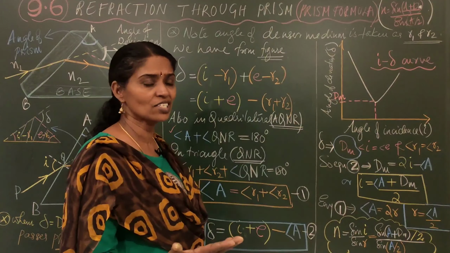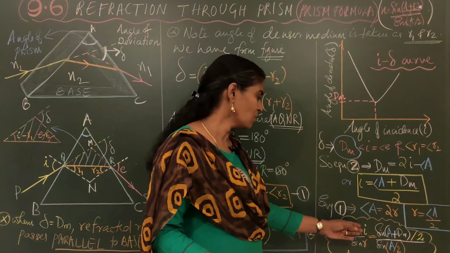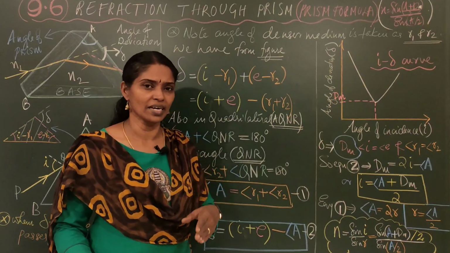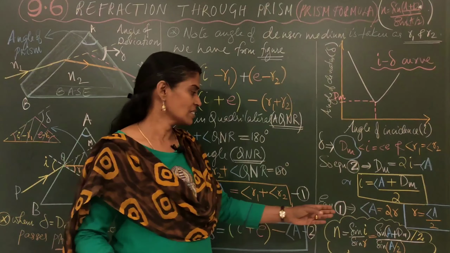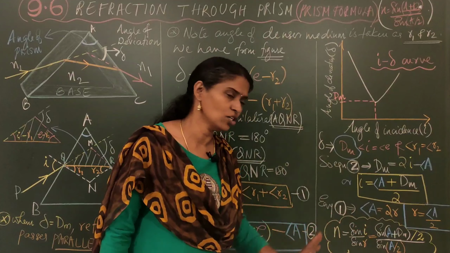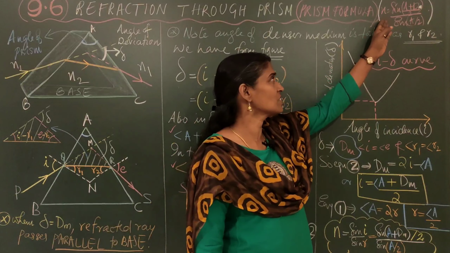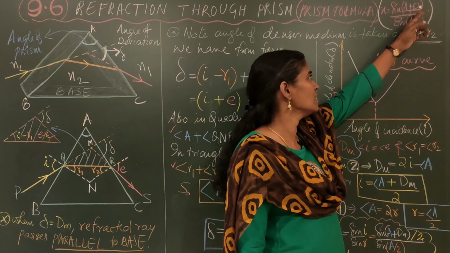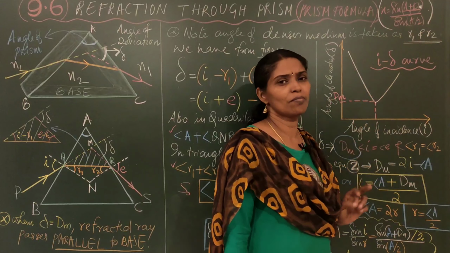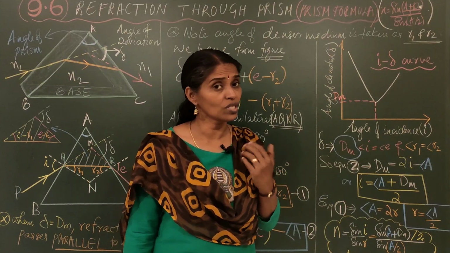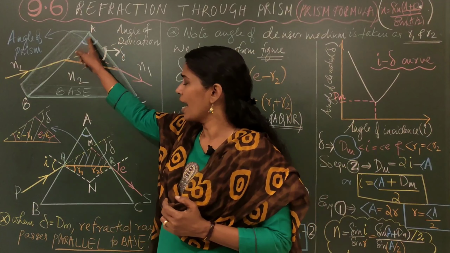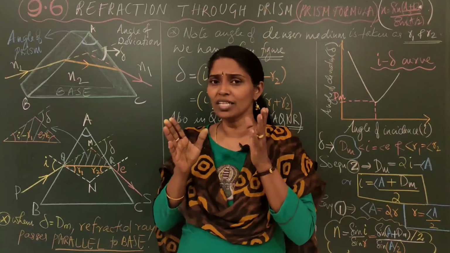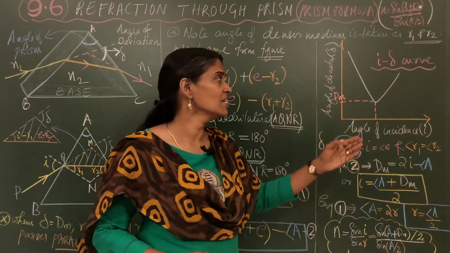Then substitute in Snell's law. What is Snell's law? N equals sin I by sin R. What is I? A plus Dm by 2. What is R? A by 2. So you have the famous equation, the prism formula: N equals sin of (A plus Dm by 2) divided by sin of A by 2. If you know the values of A and the minimum deviation, how do you get the value of minimum deviation? From the graph.